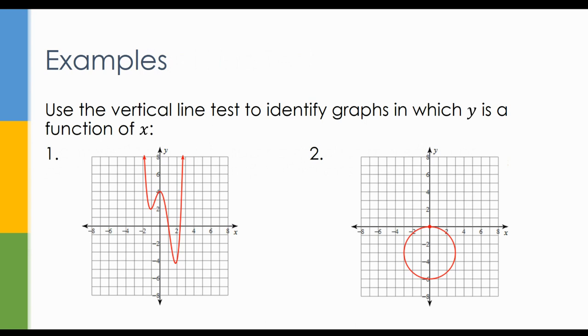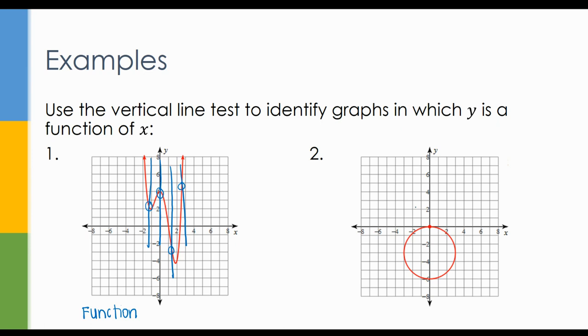So here I have a couple of pictures. We're going to use the vertical line test to identify graphs in which y is a function of x. So vertical line means I'm going up and down. So I can draw as many vertical lines as I want. If you notice that in this first picture, it's only intersecting at one point, or at one point, or at one point, or at one point. Each time it only hits one time. That indicates to us that we do have a function. So y is a function of x here because each time I drew that vertical line, I only hit that graph with the vertical line one time.